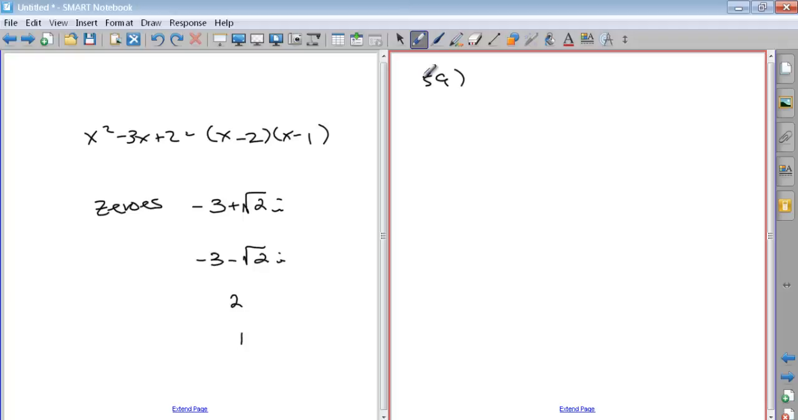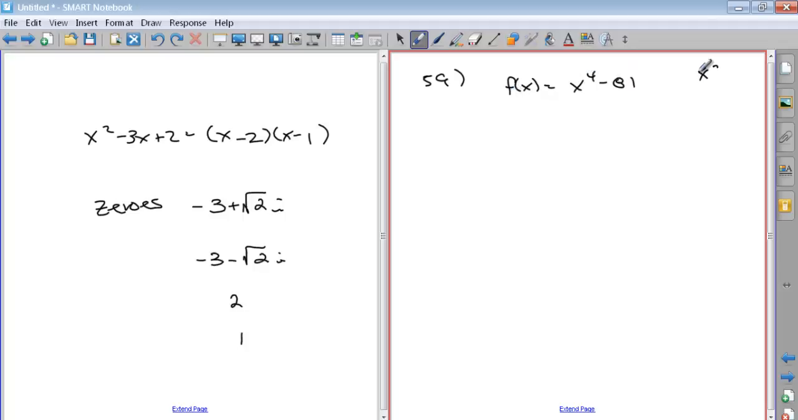59. Find all the zeros of the function and write the polynomial as a product of linear factors. So 59 is x to the 4th minus 81.